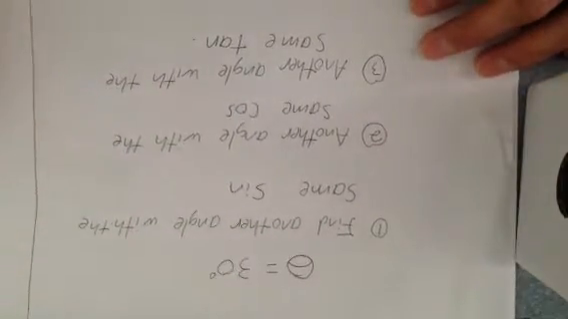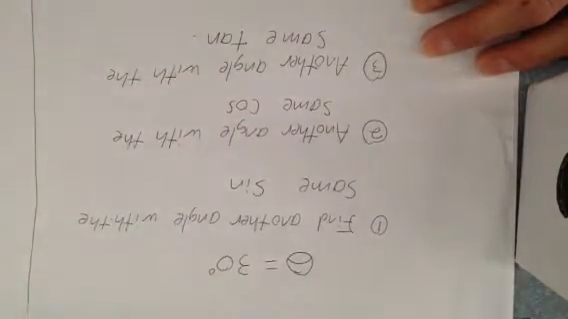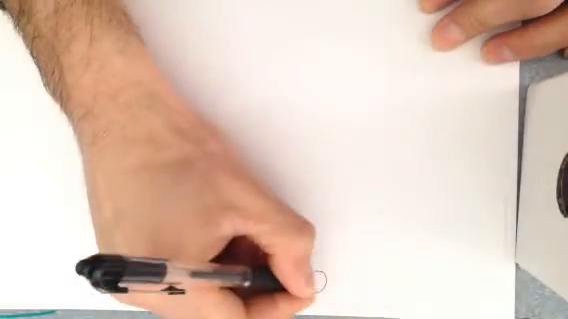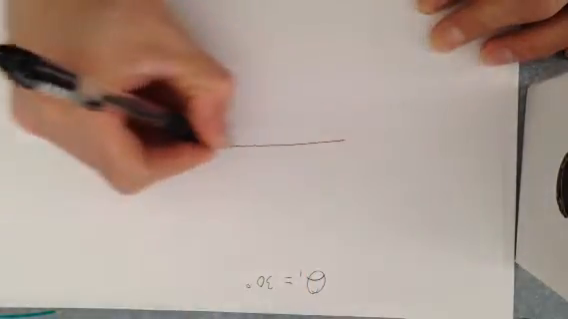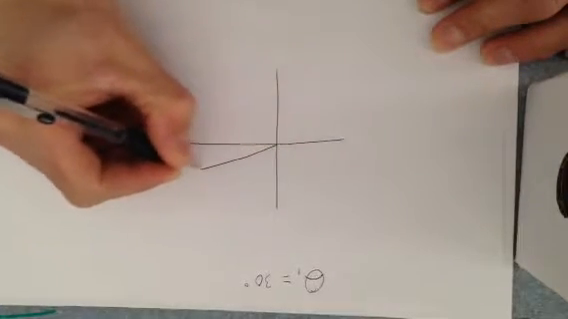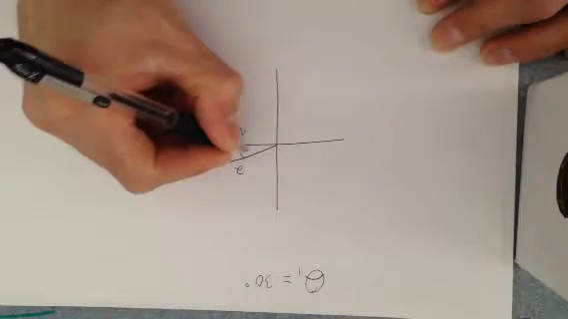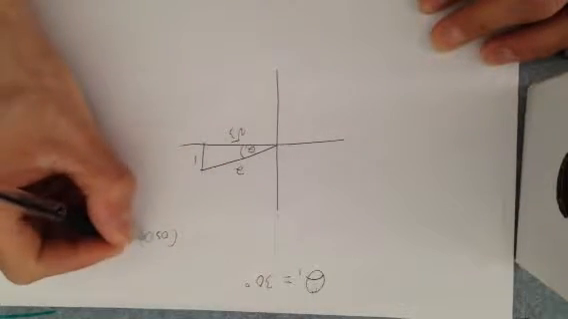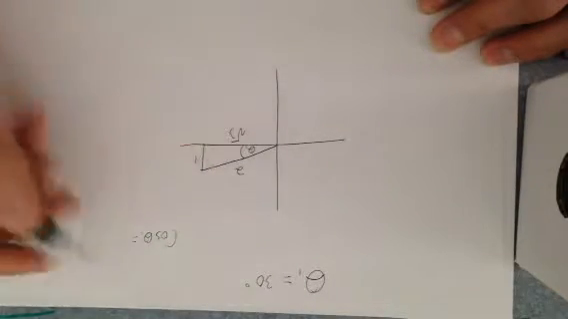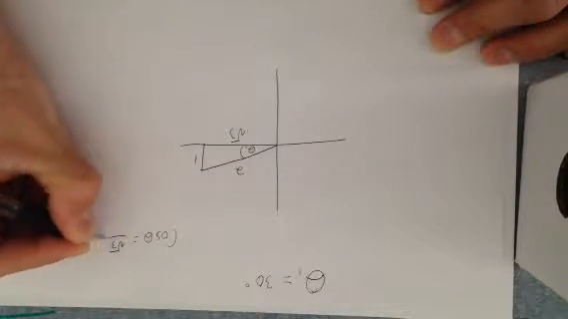Okay, we'll now look at the second part of this. We're going to find another angle with the same cosine as 30 degrees. So theta 1 is equal to 30 degrees. I'm going to draw it again here. This is 1, this is 2, and this is root 3. The cosine of theta 1 is adjacent over hypotenuse, or the x value divided by the r value. It is root 3 divided by 2.